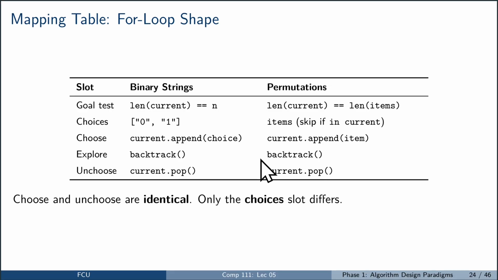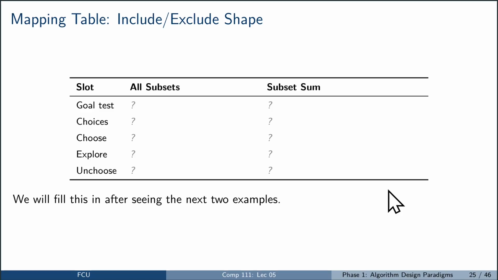So which row is the only one that is different? That's the choices one. The choices are different here. Binary strings loop over 0 and 1 with no filter, while permutations loop over all of the items, but skip those that are already placed in the current choice. So it's exactly the same skeleton, but with different choices. That's a different shape we haven't seen yet. Here's an empty table, question mark in every cell.